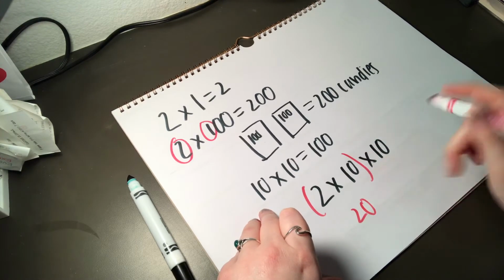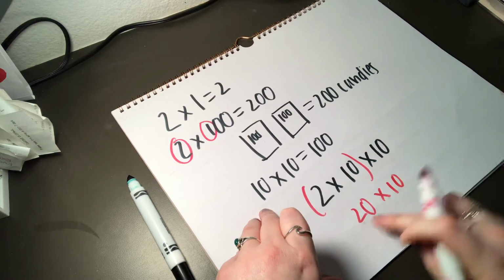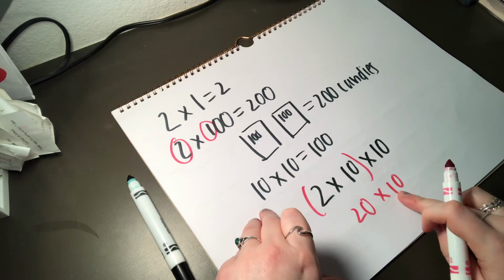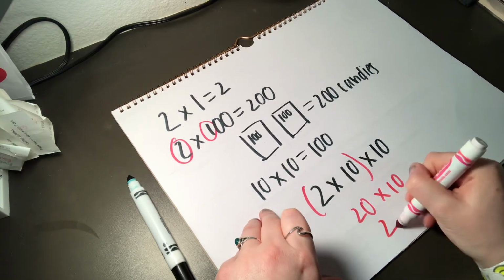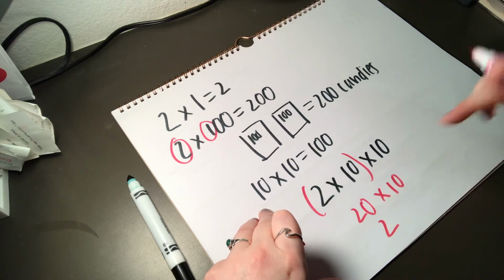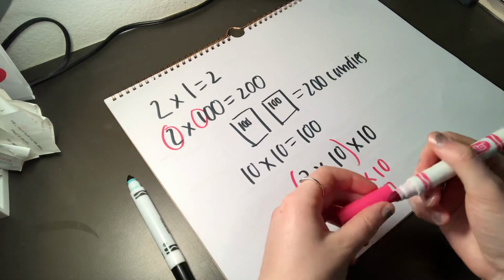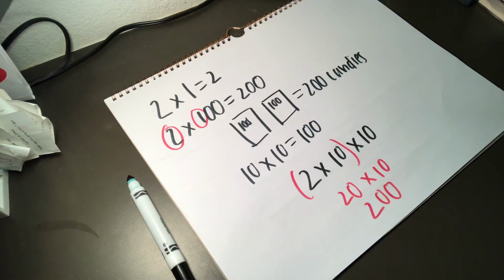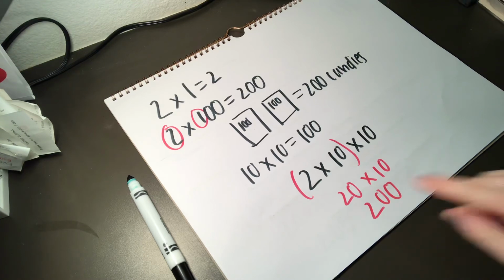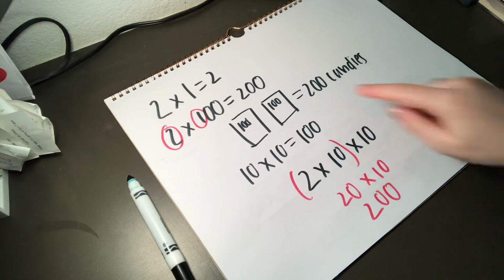And then what do we have left? Times 10 over here. Again, we know 2 times 1 is itself, 2. And then how many zeros do we have here? 1, 2. So we have 200. And that third step was attach the amount of zeros to your product. We had 2 zeros, we attached them, and we got 200, just as we did up here.